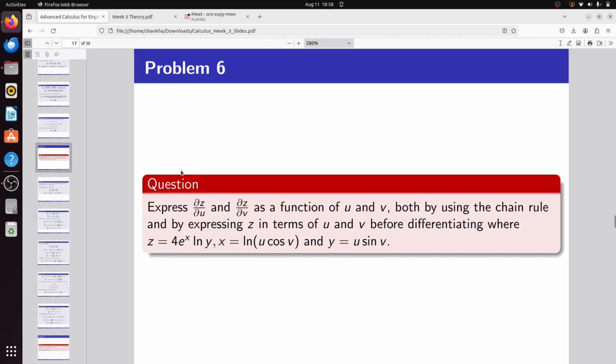So how to use the chain rule? z equals 4 e to the power x ln y. So del z del u will be del z del x into del x del u plus del z del y into del y del u, and then you have the expression for x, you have the expression for y, take the derivative with respect to u. And similarly, when determining del z del v, you write del z del v equal to del z del x into del x del v plus del z del y into del y del v.